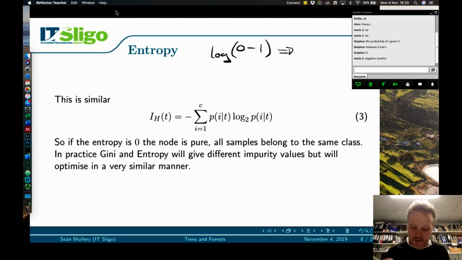Yeah, and Maria has answered it there very quickly. It's always going to be a negative number. So therefore, no matter what we do here, this number here is always going to be between 0 and 1, as is this. This overall number here is always going to be negative, which means this overall number here is always going to be negative. We're going to add 3 negative numbers together.